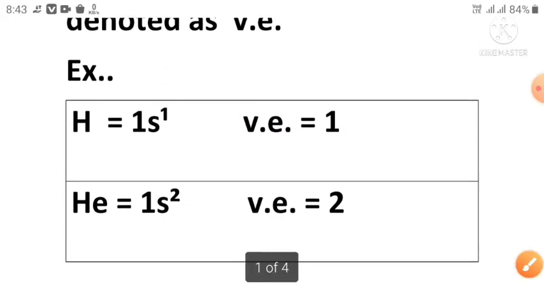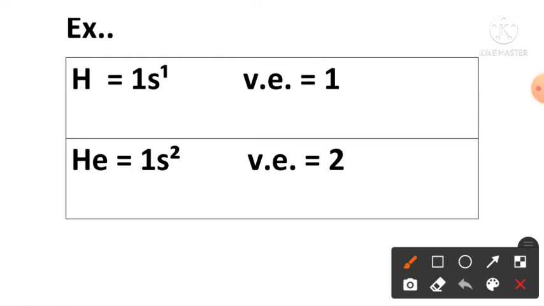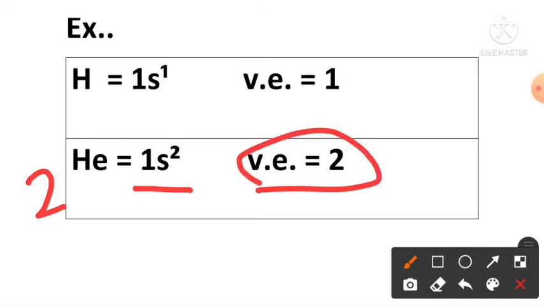In helium, we know that Z of helium is 2. So we write its electronic configuration 1s2. In this element, the outermost shell is 1s2. So we have to derive the number of electrons from its outermost shell. It is 2. So valence electron is 2. In this way, we derive very easily.